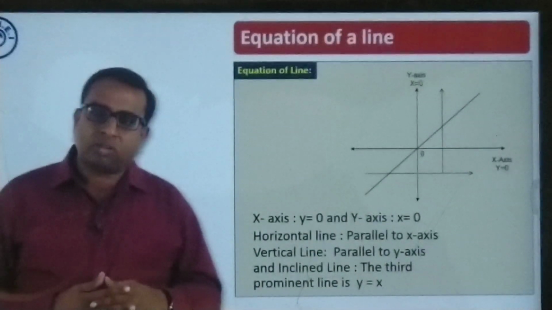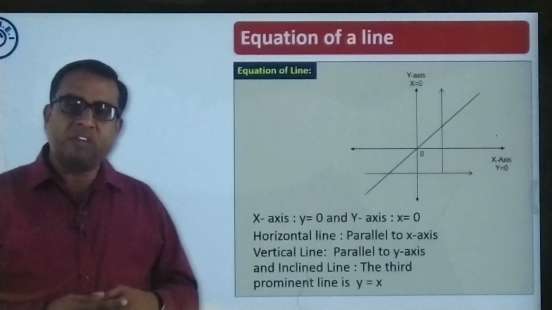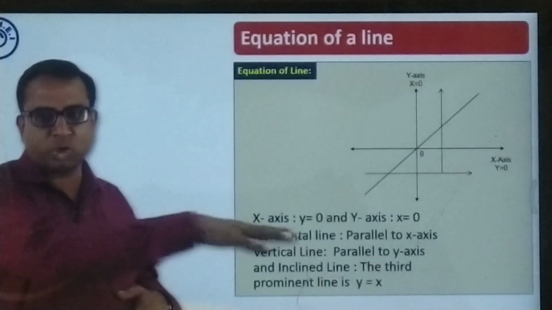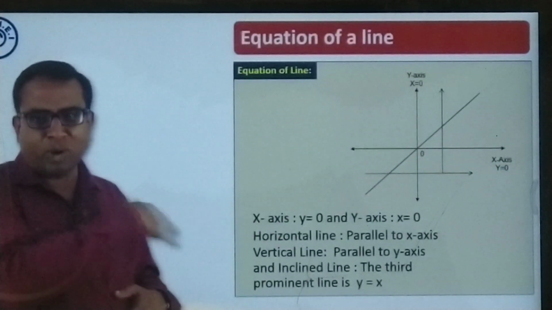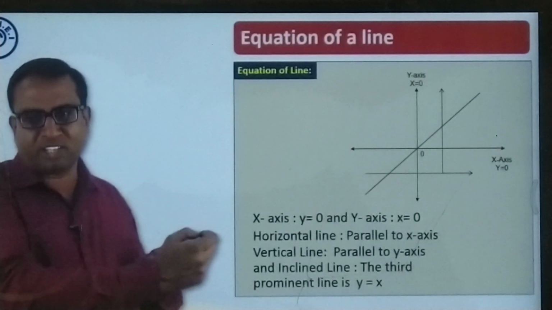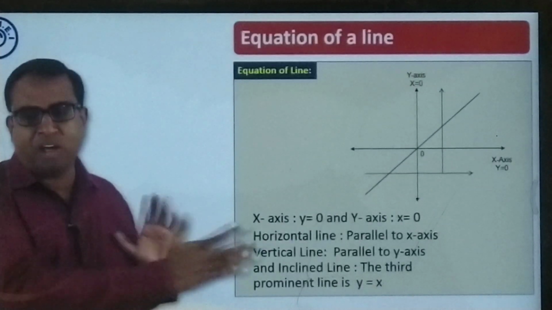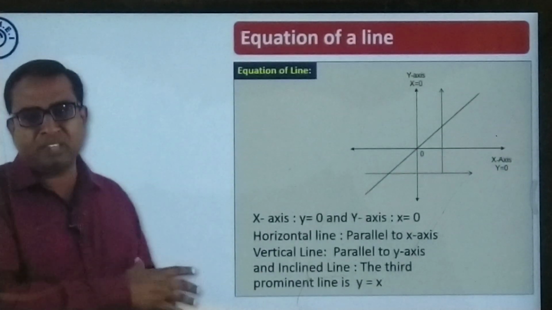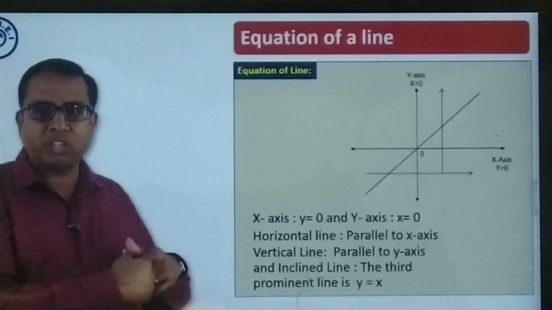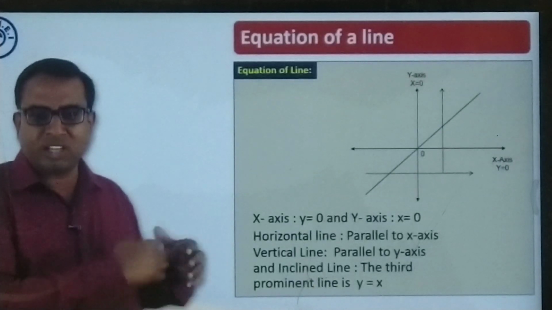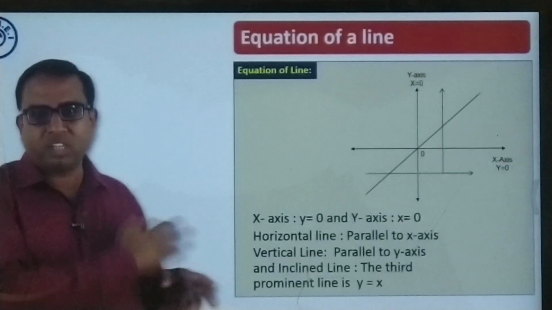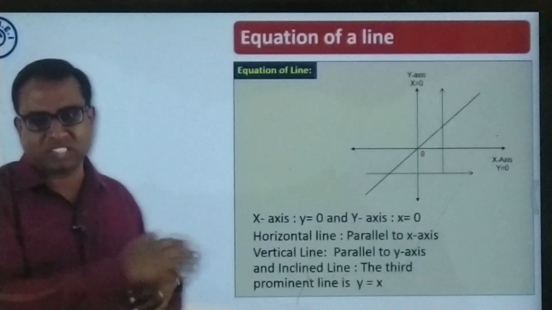Let's now come to what is called a line. We all know the moment you see the graph paper, your eyes can't miss these 2 lines. One is the x-axis, the basic horizontal line, and what is common about any point on the x-axis? Y is 0. The relation satisfied by every point on the x-axis is y equal to 0. Mathematically, it's just a relation, an equation. The equation of the x-axis is y equal to 0.